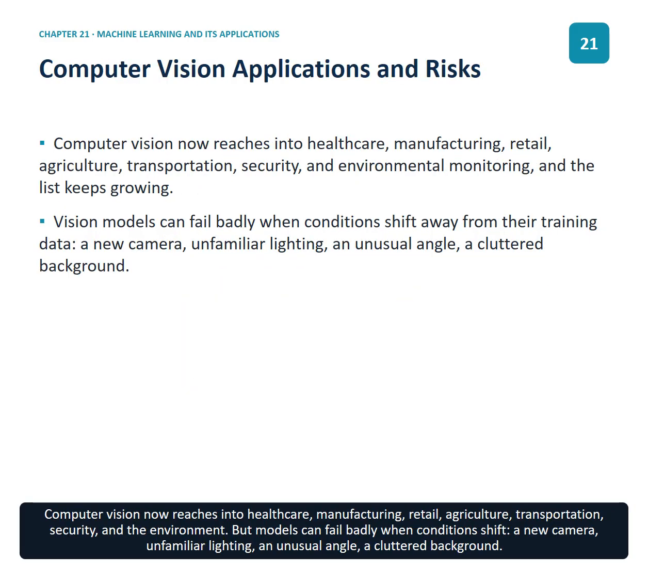Computer vision now reaches into healthcare, manufacturing, retail, agriculture, transportation, security, and the environment. But models can fail badly when conditions shift. A new camera, unfamiliar lighting, an unusual angle, a cluttered background.